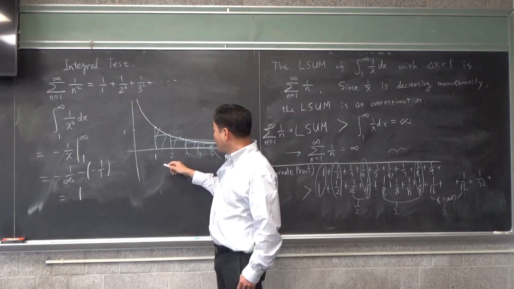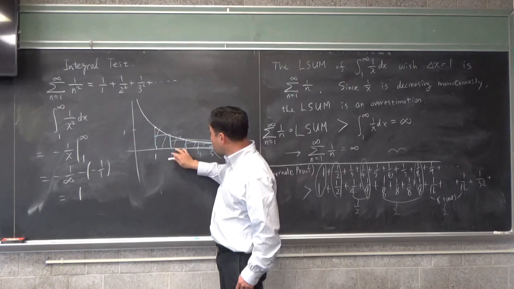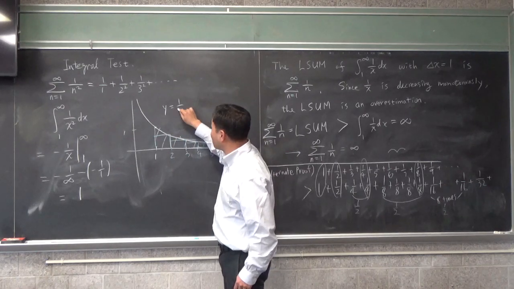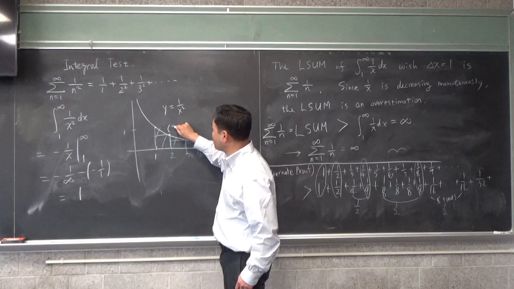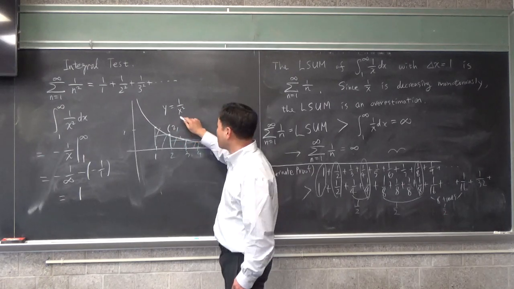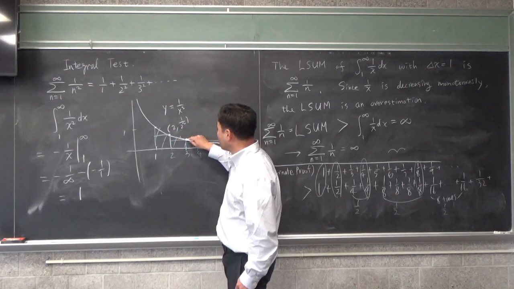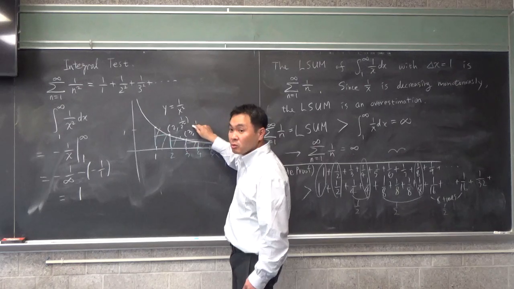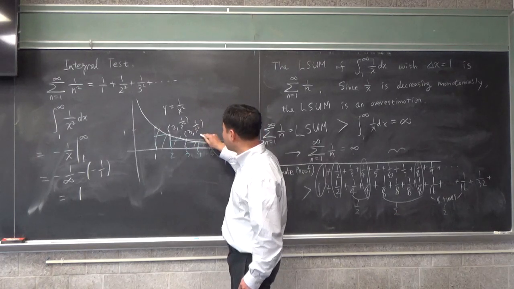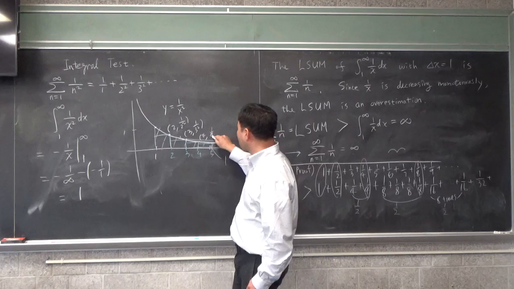So because we're using the right sum, if you plug in 2 to this graph, y equals 1 over x squared, what's this coordinate? 2 comma 1/4, or 1 over 2 squared, right? What's this coordinate? This is 3 comma 1 over 3 squared. This is 4 comma 1 over 4 squared.